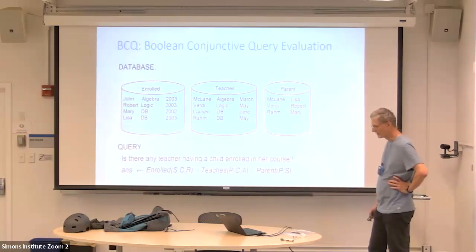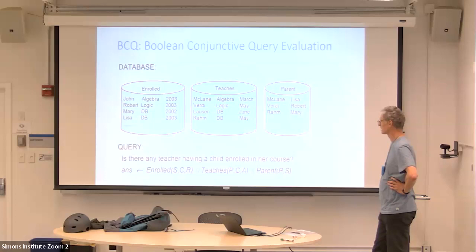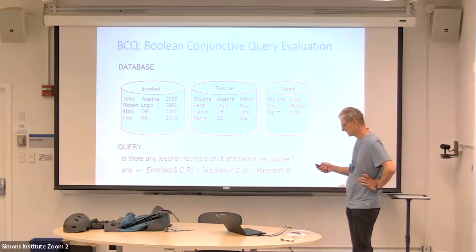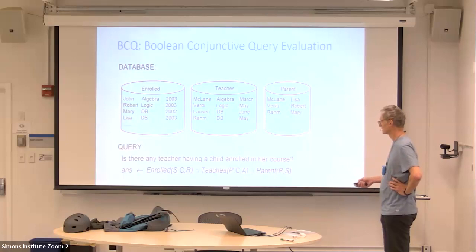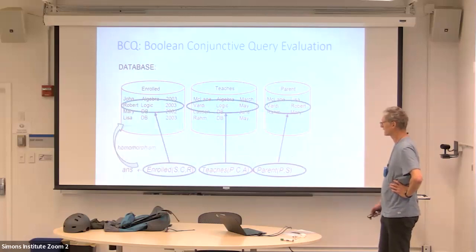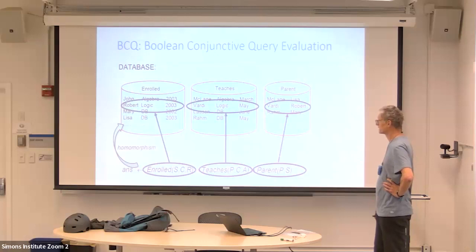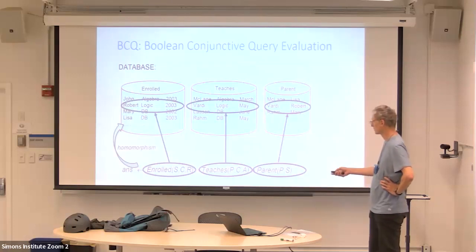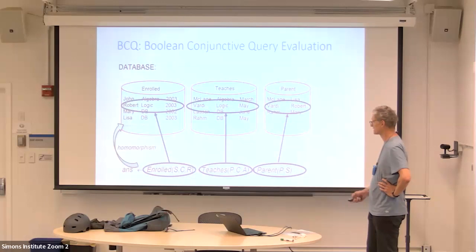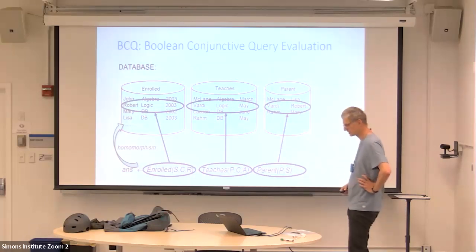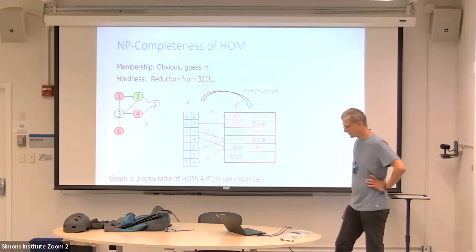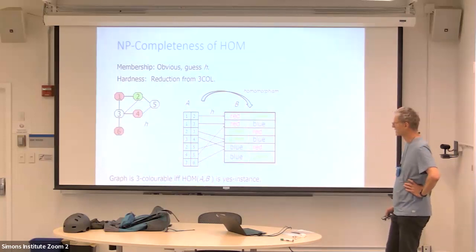And I mean, you're all familiar with Boolean conjunctive query evaluation. Here we have a very simple query which asks, does there exist a teacher who has a child in her course? In datalog notation, we would write it like this. And again, it comes down to searching for a homomorphism from the variables in the query to the domain elements in the database, such that every atom in the query is sent to one of the tuples in the database. And it turns out that all of these problems are NP complete.